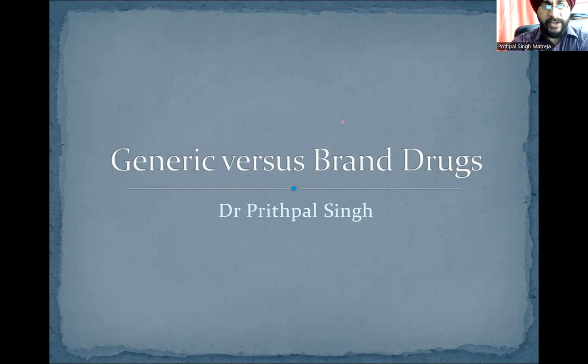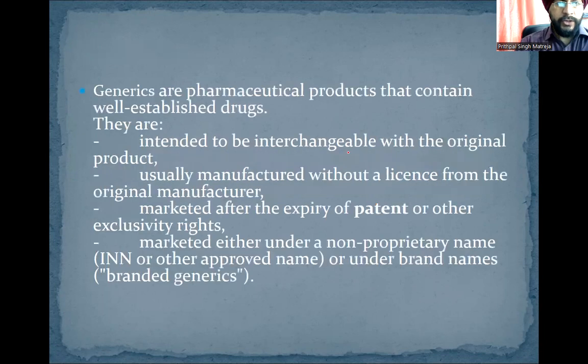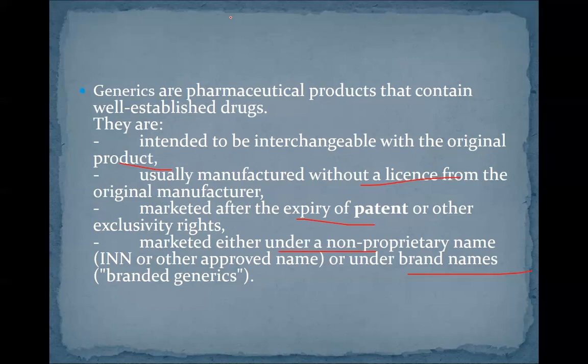So when we start with generic drugs, as I was discussing, here is a brief recap of what generic drugs are all about. Generic drugs are identical or bioequivalent to a brand name drug in dosage form, safety, strength, route of administration, quality, performance characteristics, and intended use. These are intended to be used interchangeably with the original product. They are usually manufactured without a license. They are marketed after the expiry of the patent, either under a non-proprietary name or under a brand. These are the basic properties of a generic drug, and today we'll be talking about what other aspects can be taken into consideration.